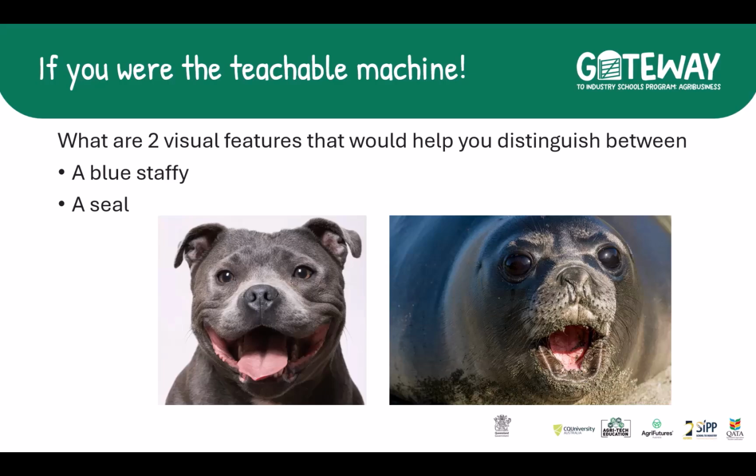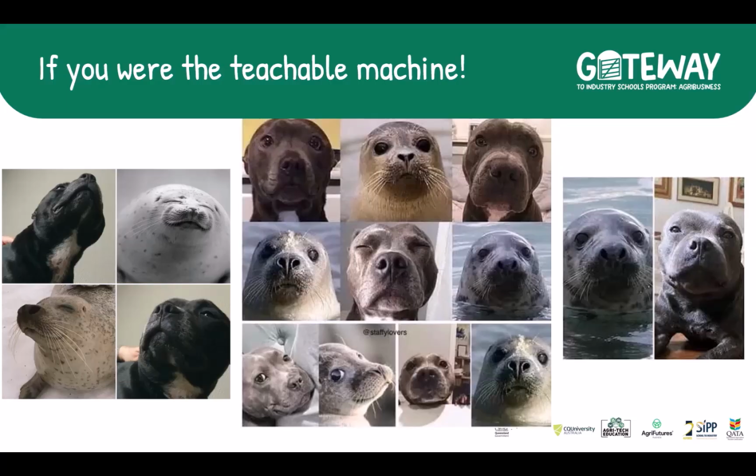So a little fun exercise is, what are 2 visual features that would help you to distinguish between a blue staffy and a seal? So for example, a blue staffy has external ears, 4 legs and a tail, whereas a seal has internal-ish ears, fins, and a fin-like tail. So with that in mind, if these are the images you were given, would you be able to determine between the seals and the staffies?